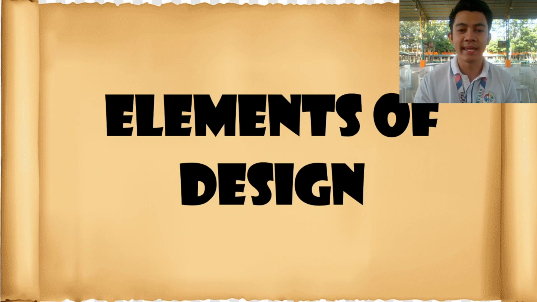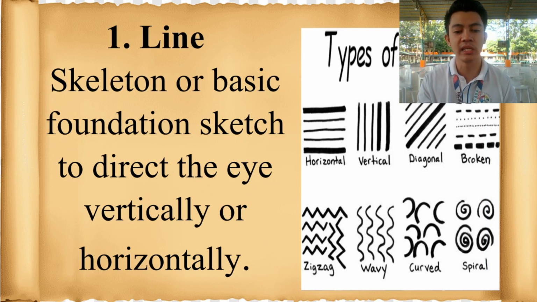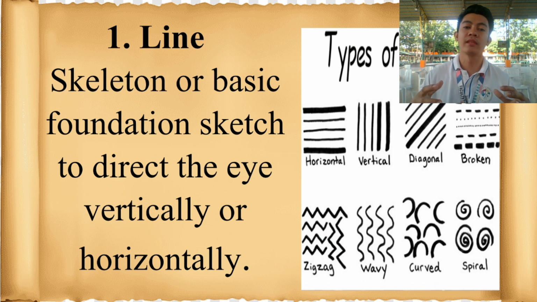Elements of design. The first one is line. Line is the skeleton or basic foundation sketch to direct the eye vertically or horizontally. When we say line, it is an element of art defined by a point moving in space. Alright? Lines can be vertical, horizontal, diagonal, or curved. Okay? Lines are very important also because we cannot construct letters, numbers, words without lines. Alright? Next.